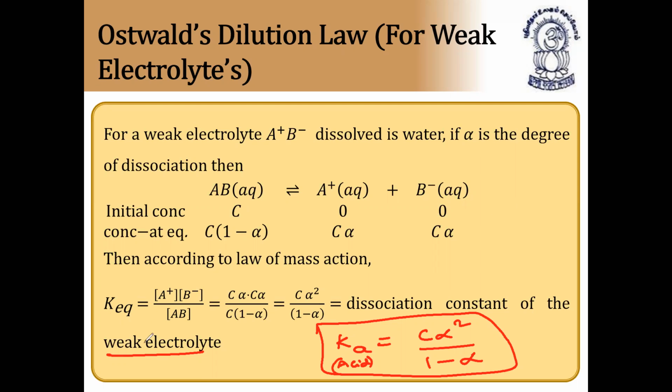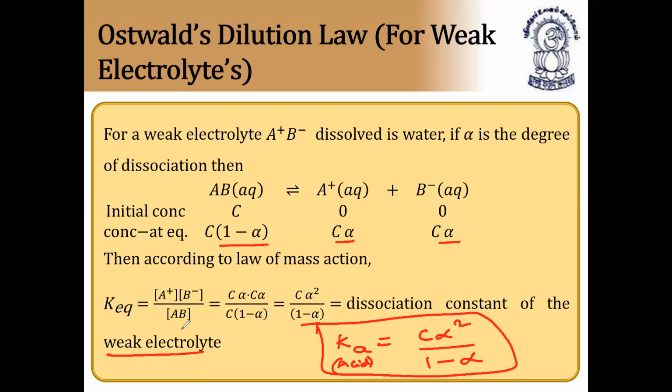On the whole, for a weak electrolyte, K equivalent is equal to concentration of products by concentration of reactants. Here the products are A plus and B minus, and the reactant is AB. Since the concentration of A plus is C alpha at equilibrium, and B minus is also C alpha, we get C alpha into C alpha by C into 1 minus alpha, because the reactant is decreasing by a factor of 1 minus alpha. That's why C alpha square by 1 minus alpha is called the Ka value.